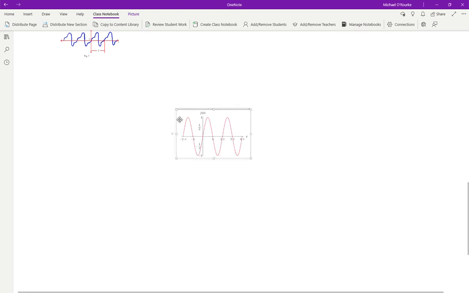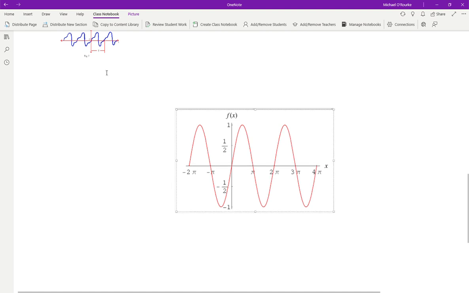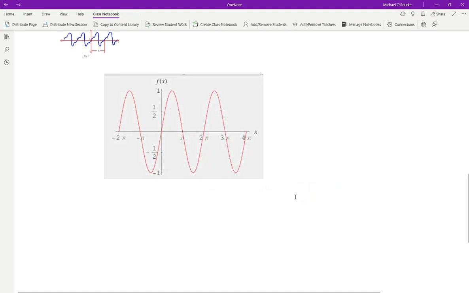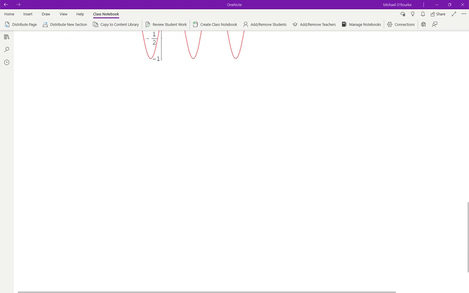All right. Yes or no, is this periodic? As in, does it repeat itself over and over again? Can I get a yes or a no on that in chat? Yes. Good. Alright, so yes it does. How about this one?